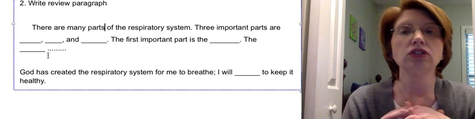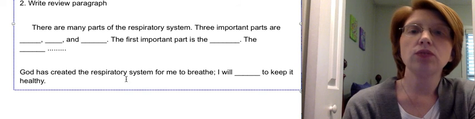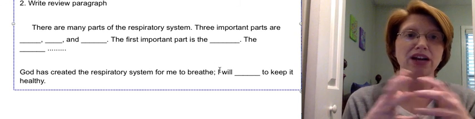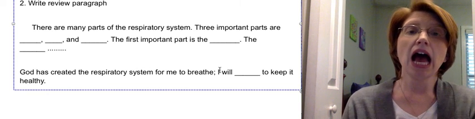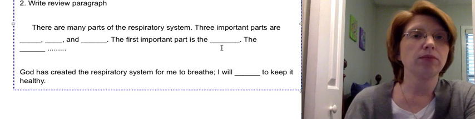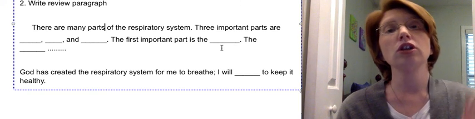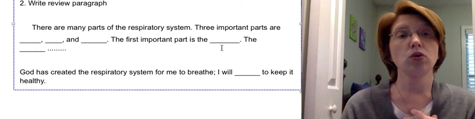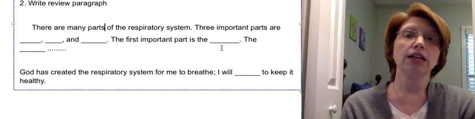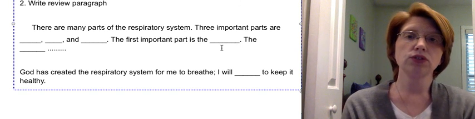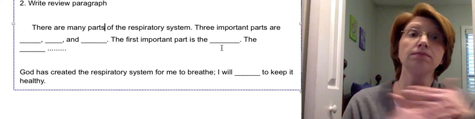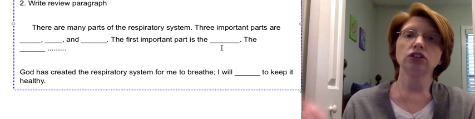Now, here's your conclusion. God has created the respiratory system for me to breathe; semicolon, remember, this is one way to combine our sentences. I will blank to keep it healthy. You do not have to have one word there, but I want you to give me something that you are going to do to help keep your respiratory system specifically healthy, okay? So God has created, this is your conclusion. God has created the respiratory system for me to breathe; I will blank to keep it healthy.